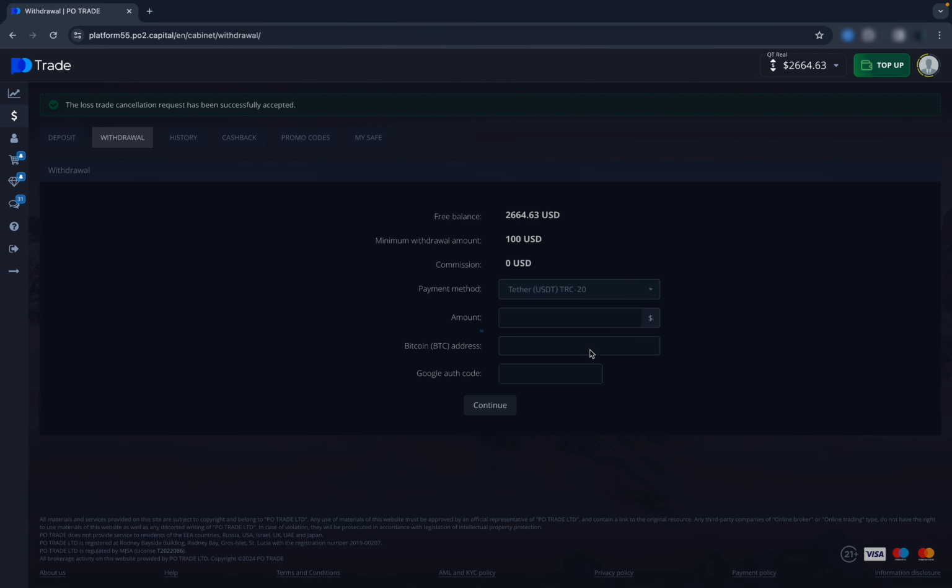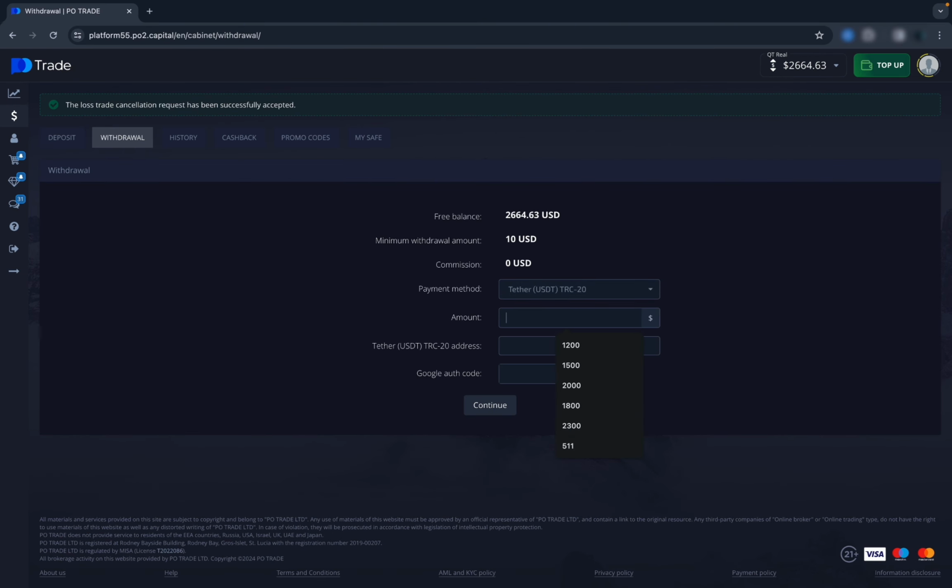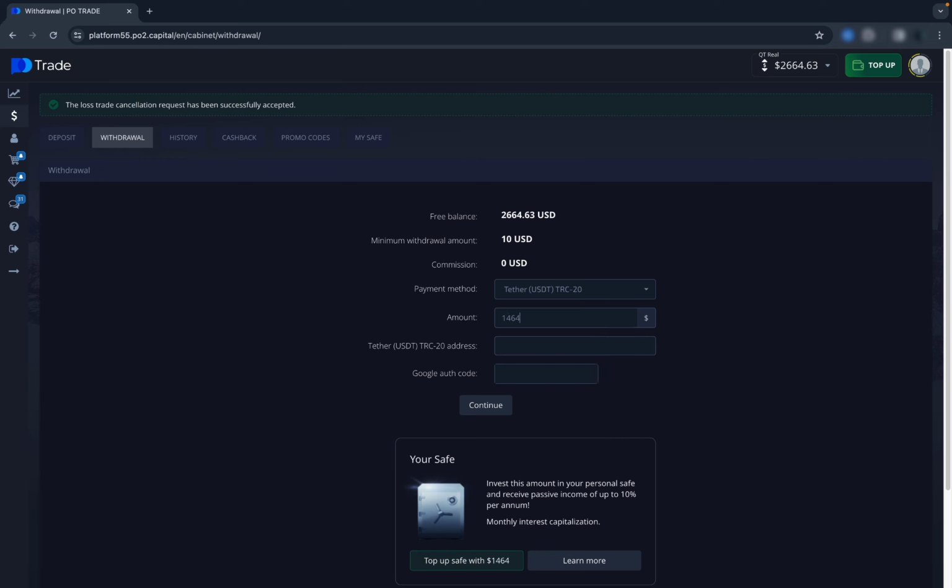We select a wallet, the amount of today's profit will be $1,464. The withdrawal operation is completed successfully.